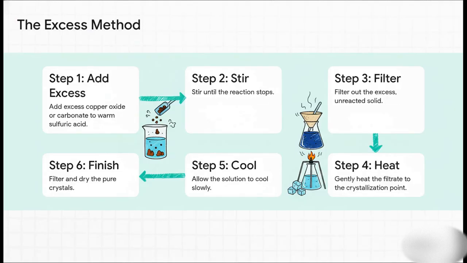Let's go back to our copper sulfate example. You'd start with some sulfuric acid, and you just keep adding an insoluble base, like copper oxide, until no more of it reacts. You've literally added it in excess. Once the fizzing stops, you just filter out all the leftover black powder you added, and what you're left with is a pure solution of your salt, all ready for the final step, crystallization.